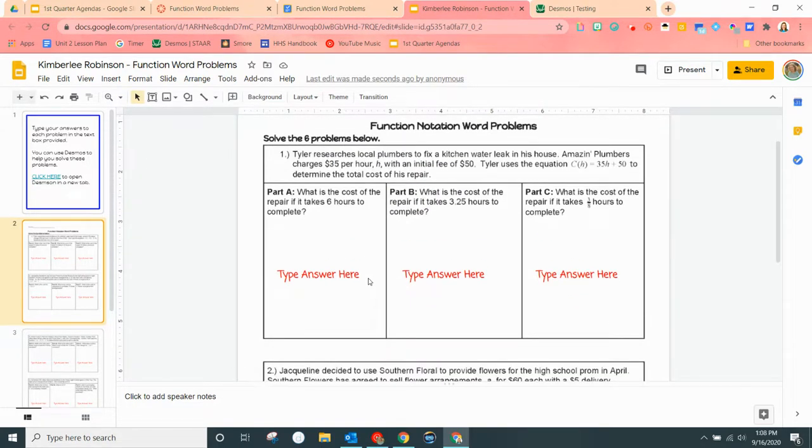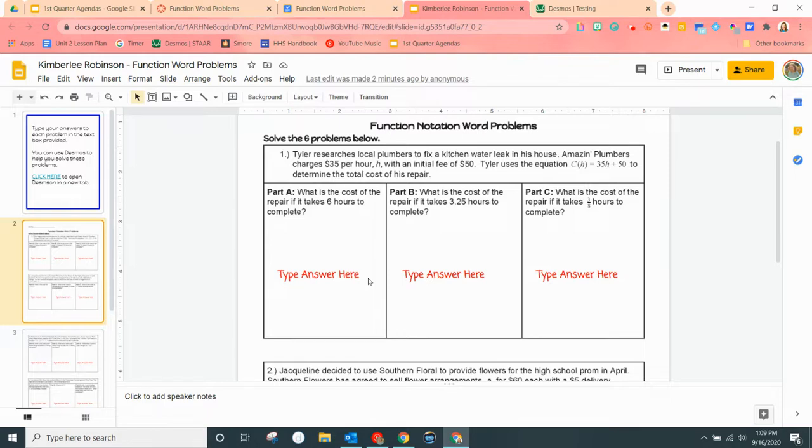Function notation word problem. Some of these word problems should look familiar. We did these a couple weeks ago when we were learning how to write equations from word problems, but this time they've given us the equation. Tyler researches local plumbers to fix a kitchen water leak in his house. Amazing Plumbers, do you remember Amazing Plumbers? They charge $35 an hour each with an initial fee of $50.